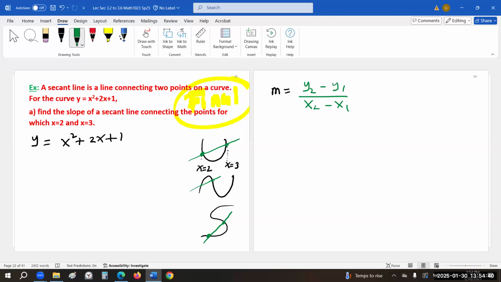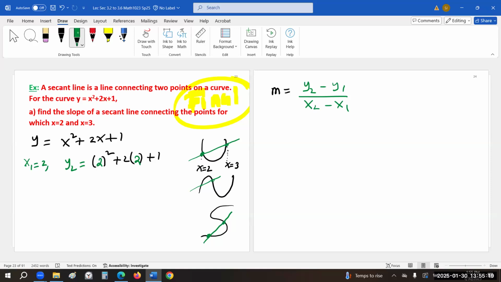The first point is x equals 2. We want to see when our x1 is 2, what's the y1 we have for that? So if you know our x value, how do you find the y? Substitute, right? So 2 squared, 2 times 2 plus 1. Because the first x is 2, and to find the y, we replace x with 2: 2 squared, 2 times 2 plus 1.